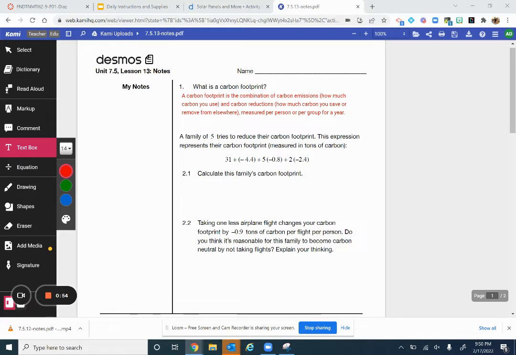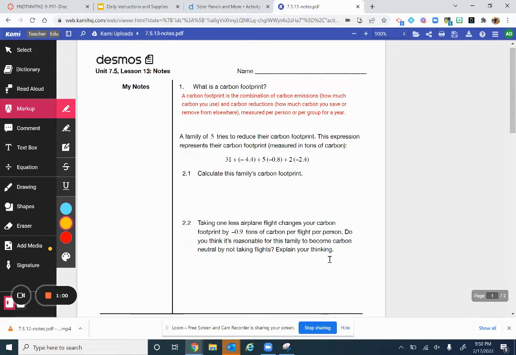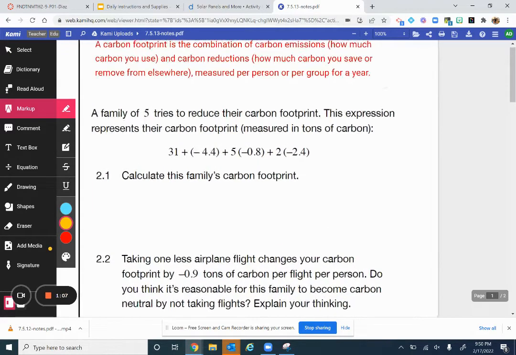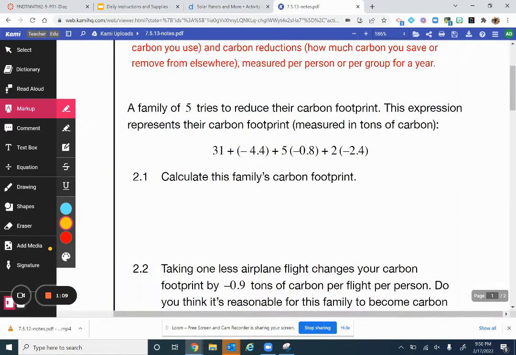And so the lone problem we have here is a family of five tries to reduce their carbon footprint. This expression represents their carbon footprint measured in tons of carbon. So they use this expression, and our job is to go through and learn and calculate this expression and know the order of doing things.